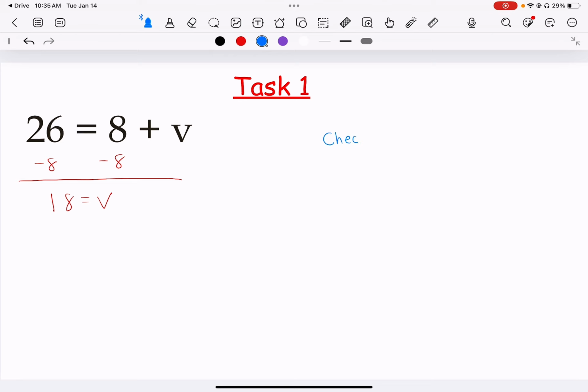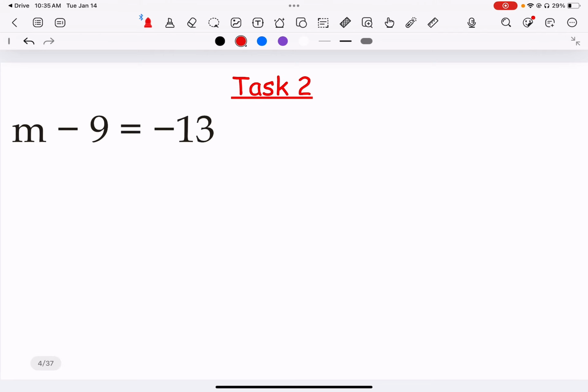And if I wanted to check my work, I could take my answer and substitute it back into my equation. 26 equals 8 plus 18. 26 equals 26. And since they're equal, I know my answer is correct.